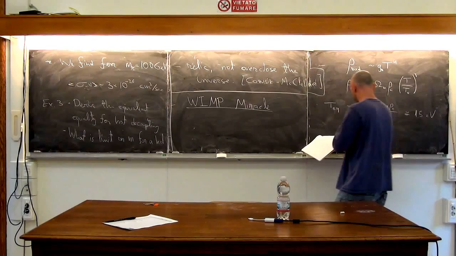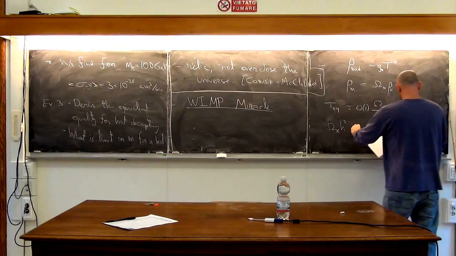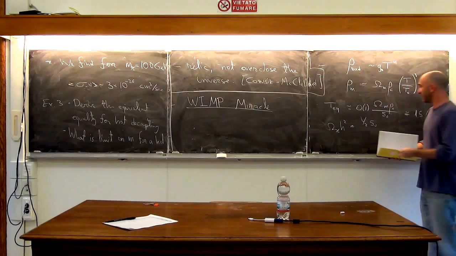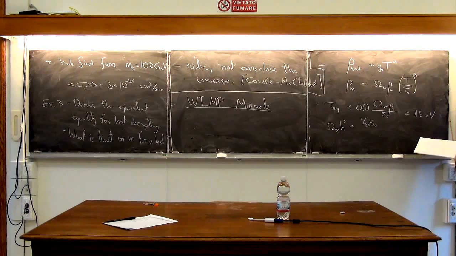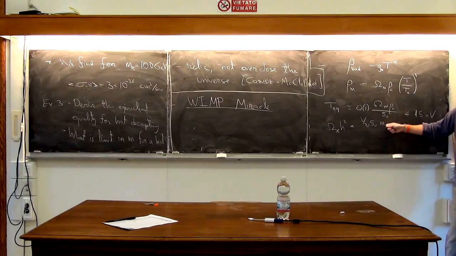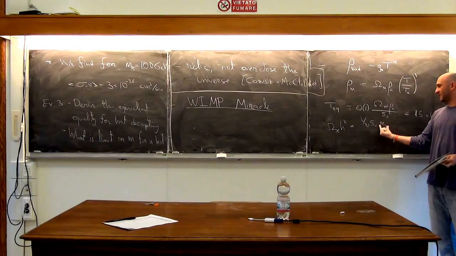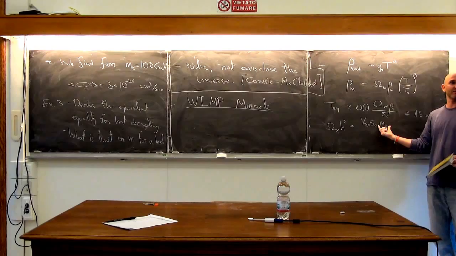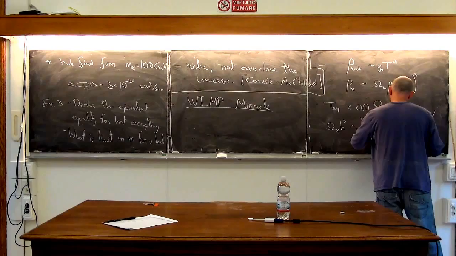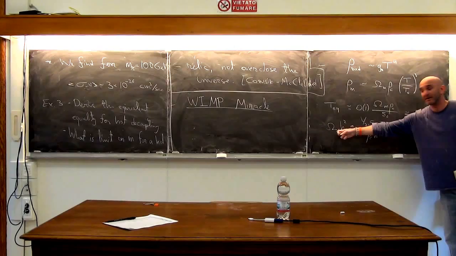Meanwhile, we have omega chi h squared, which is what? It is just Y chi times s naught. This is the number density of chi, so Y chi today, times the entropy today. This gives us the number density of dark matter. If we multiply it by the dark matter mass, this gives us the energy density. Recall that dark matter is non-relativistic, so its energy is just the mass. So for every particle of dark matter, the energy is just the mass of the dark matter. So this is the energy density, and of course we need to divide by rho c. So this is the relation between what we measure dark matter to be and what it is, having computed it.